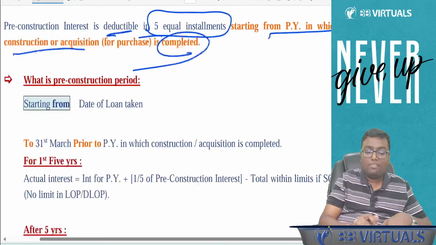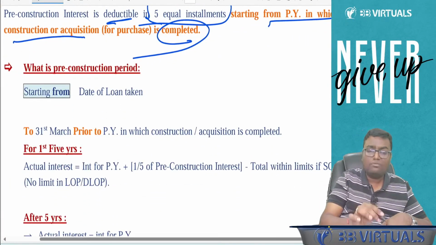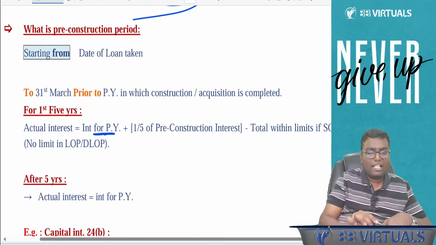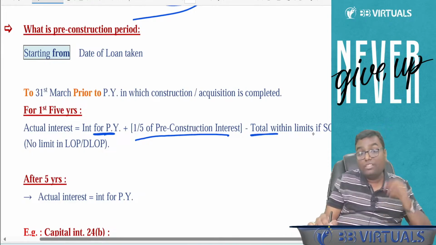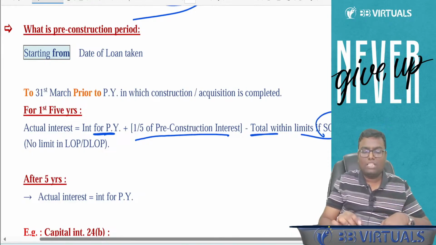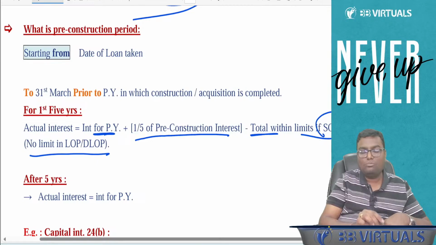So for the first 5 years, what will happen? For the first 5 years, you will get current year's interest plus 1/5 of pre-construction interest, and that will be total within the limit if it is SOP. There is no limit for LOP or deemed LOP.